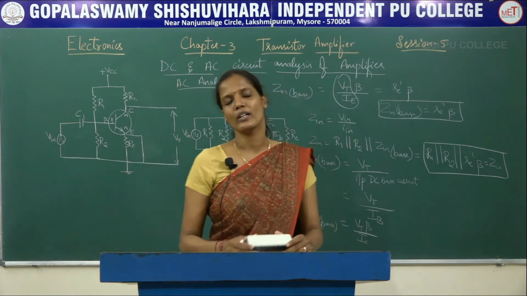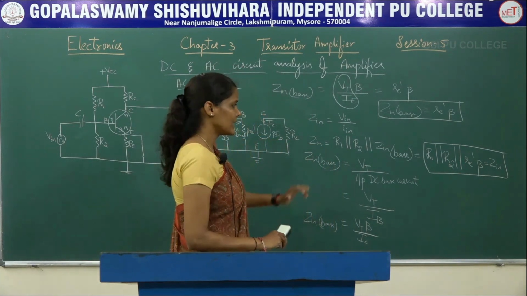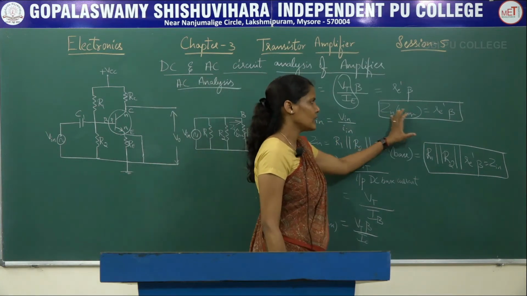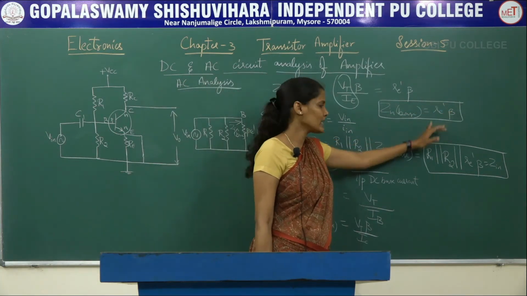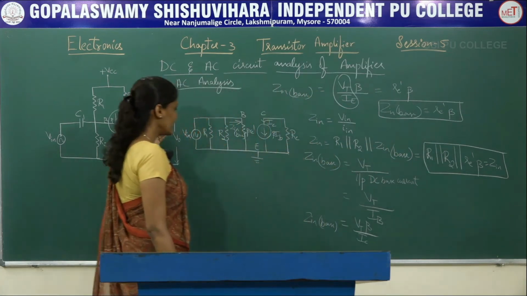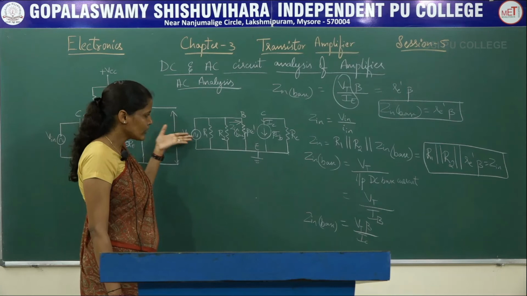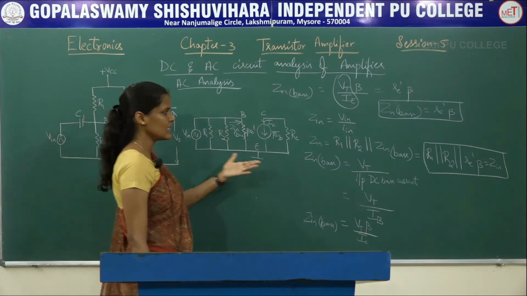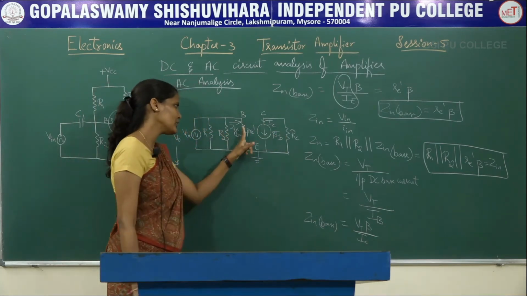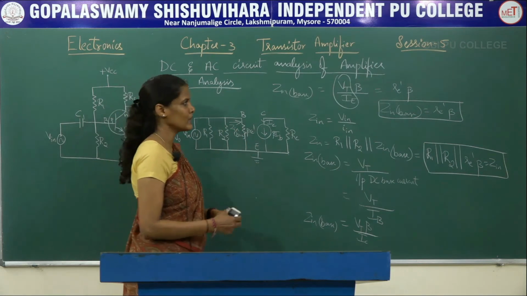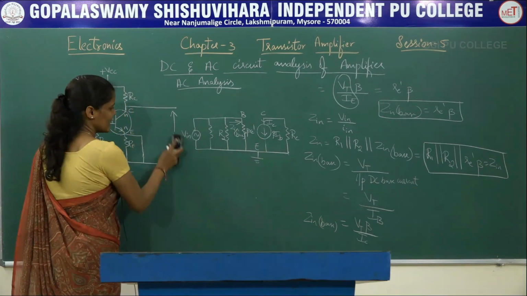Similarly, we have to find out the output impedance. So Zin base is Re dash times of beta, and when we want to calculate the input impedance looking through this base, it is R1 parallel to R2 parallel to this Zin base. Let me erase this diagram and write the formulas.